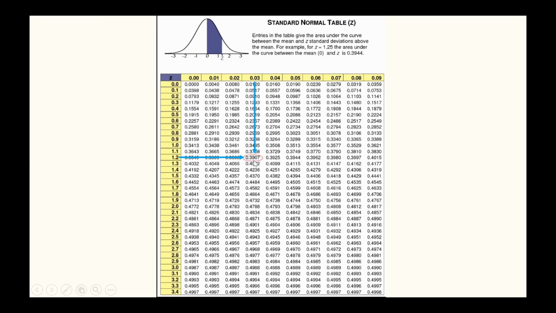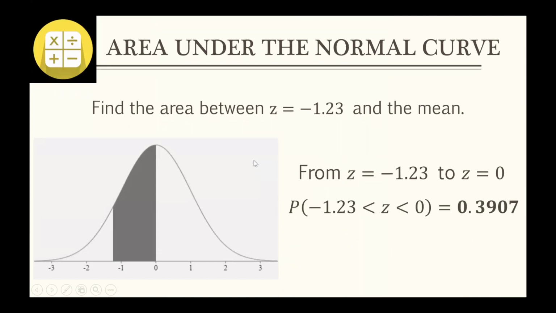So take note of this number because that is the probability between negative 1.23 and 0. This area is directly from the table. 0.3907, or in percent, that is 39.07%. Thus, the area between z equals negative 1.23 and the mean is 39.07%.